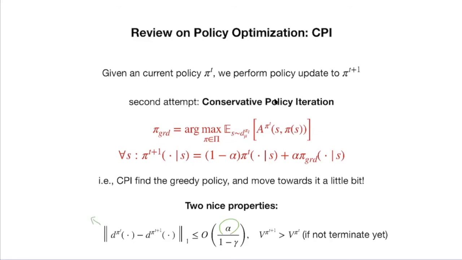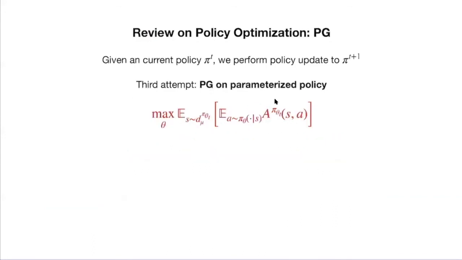Again, this L1 norm of the two distributions is the sum over all states of the absolute difference between two probabilities. And then what we showed is that using this incremental property, we can show that the policy is making progress, if the algorithm has not terminated yet. So this is a monotonic increase, monotonic improvement.